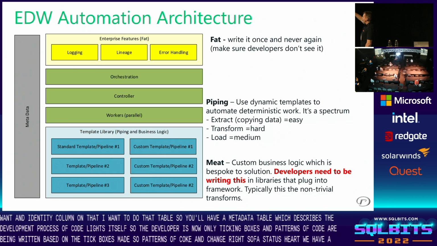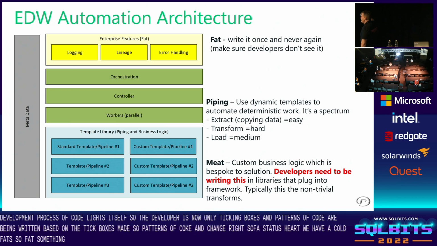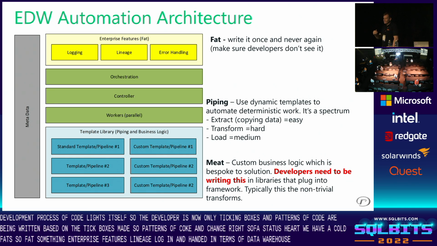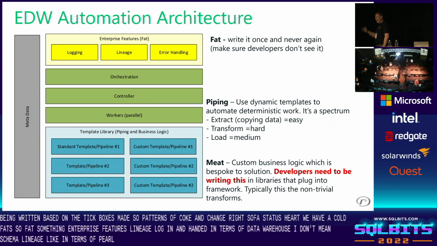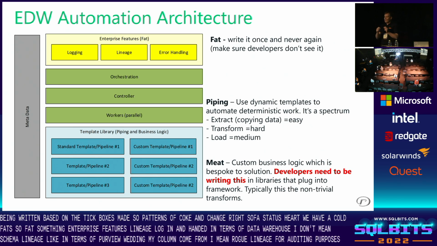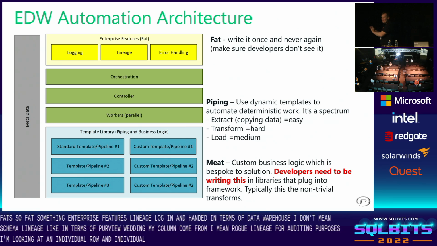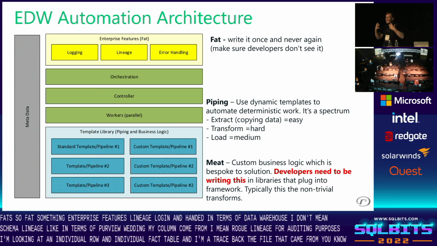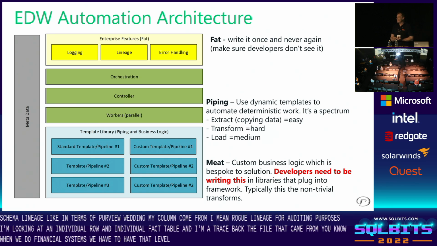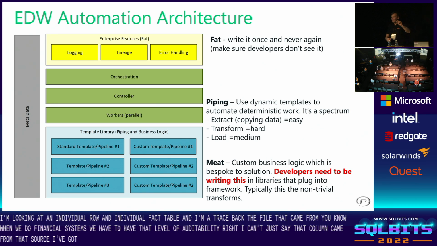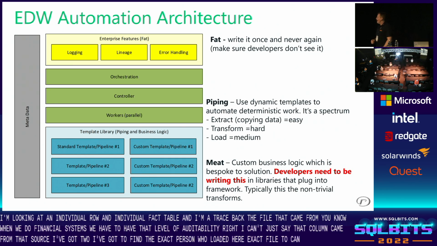We have what I call FATs. So FATs, some people call it enterprise features, lineage, logging, and error handling. And when I mean lineage in terms of data warehouse, I don't mean schema lineage, like in terms of Purview, where did my column come from? I mean row lineage for auditing purposes. I'm looking at an individual row in an individual fact table, and I want to trace back the file that it came from, you know? When we build financial systems, we have to have that level of auditability, right? I can't just say, well, that column came from that source. I've got to find the exact person who loaded it and the exact file to trace it back.